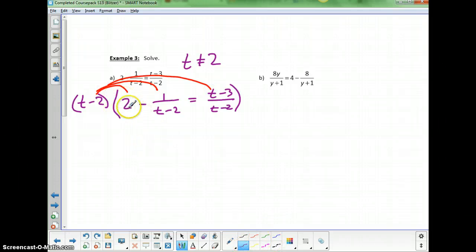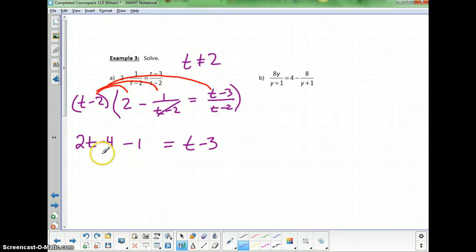In the first part, 2 times t minus 2 is 2t minus 4. Just bring that 2 in there. In the second part, the t minus 2 is going to cancel with the t minus 2 and give me minus 1 equals t minus 2 cancel the t minus 2 to give me t minus 3.